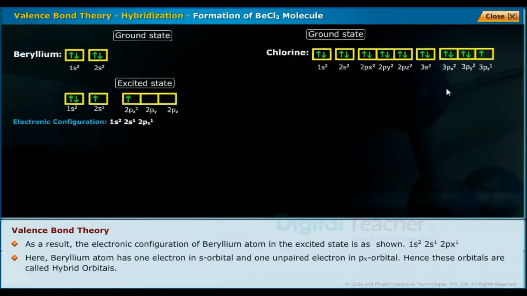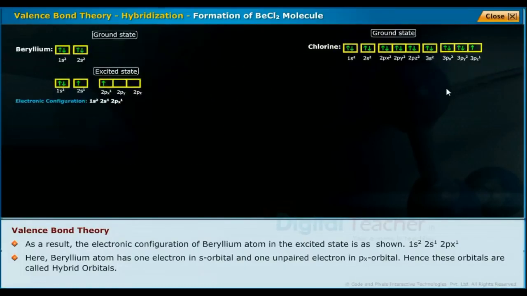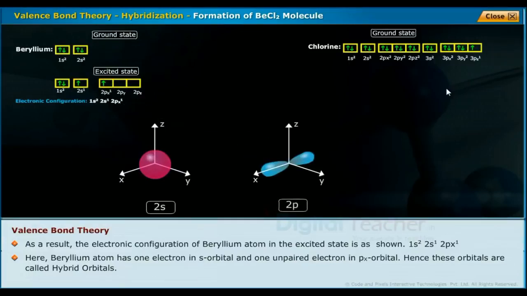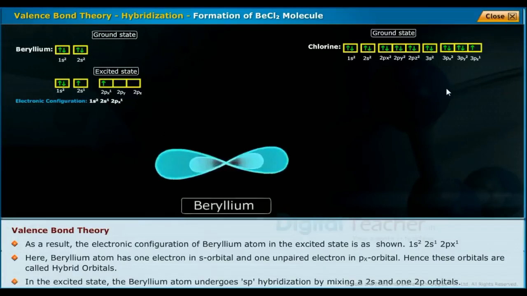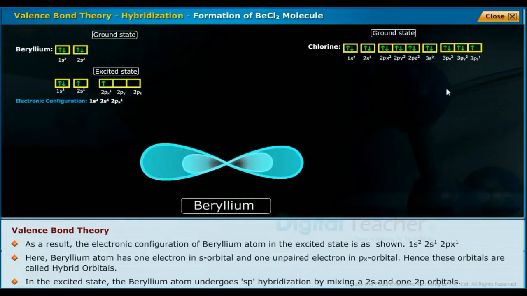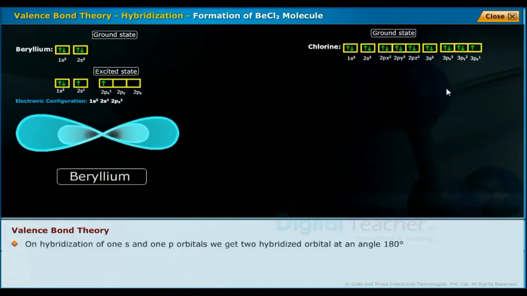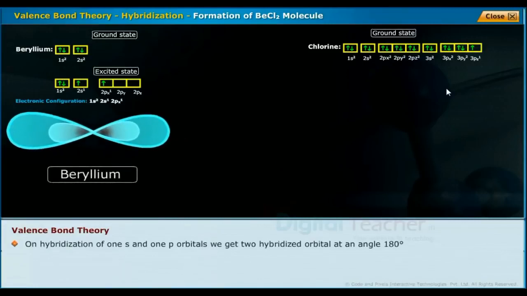on screen. Here, the beryllium atom has one electron in the s orbital and one unpaired electron in the px orbital. Hence, these orbitals are called hybrid orbitals. In the excited state, the beryllium atom undergoes sp hybridization by mixing one 2s and one 2p orbital. On hybridization of 1s and 1p orbitals, we get two hybridized orbitals at an angle of 180 degrees.